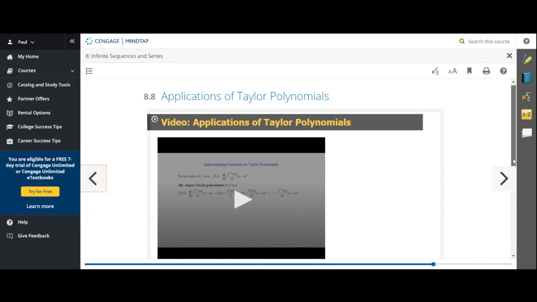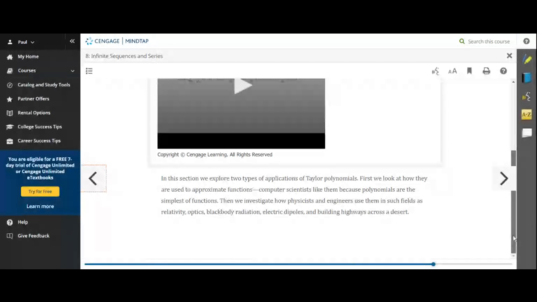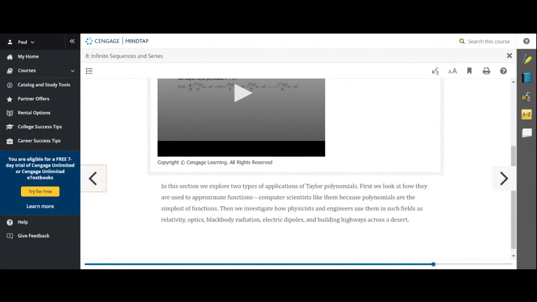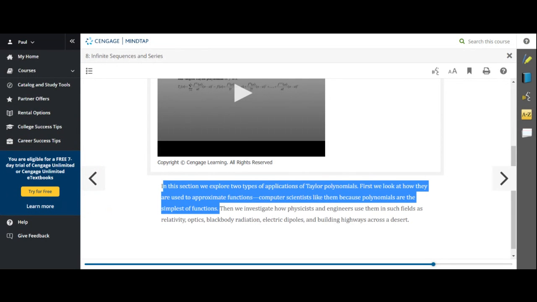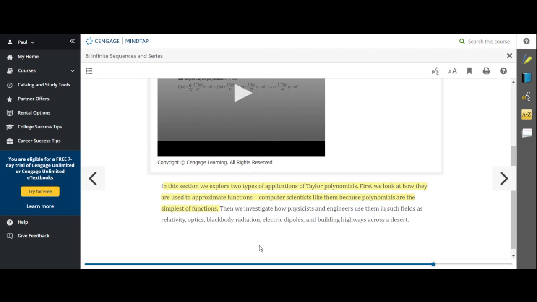Okay, so we're going to make a little connection here. In this section, we explore two types of applications of Taylor polynomials. First, we look at how they are used to approximate functions. Computer scientists like them because polynomials are the simplest of functions. And then we can investigate how physicists and engineers use the Taylor polynomials in different fields like special relativity, optics, and so forth.